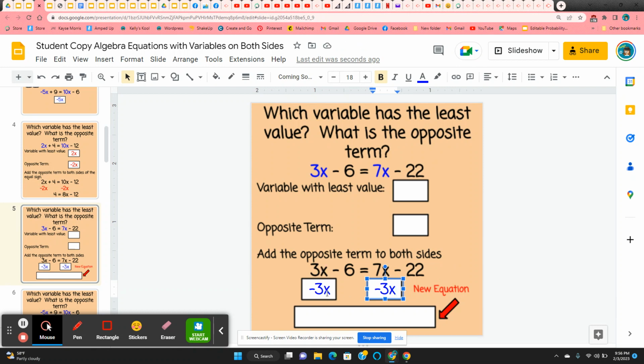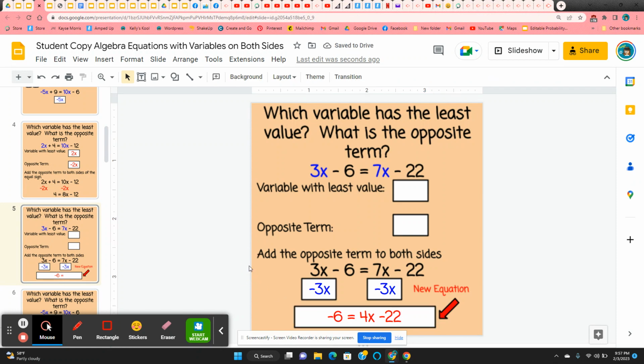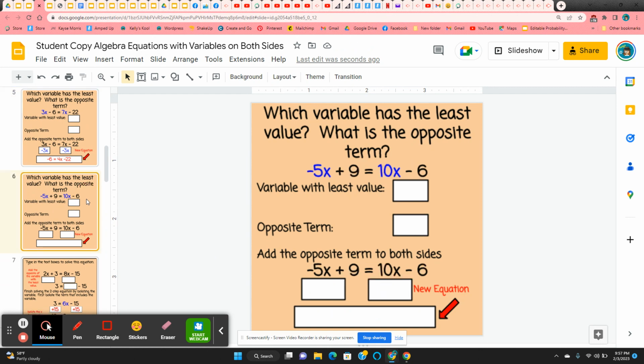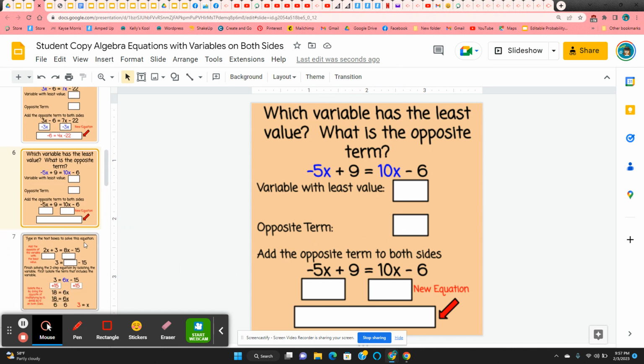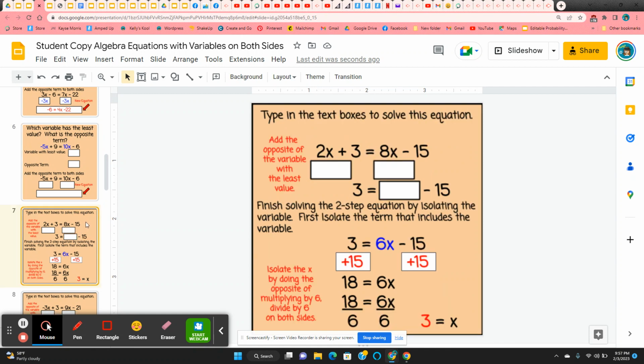So here the 3x on the left-hand side is eliminated. They're just left with negative 6 equals 4x, negative 22. Now they just have a two-step equation to solve. The next slide, same thing. They're going to do the same thing, add the opposite to both sides until they have a new equation with a variable only on one side.